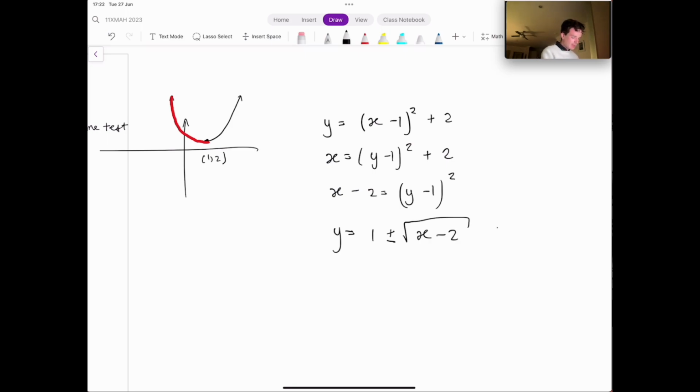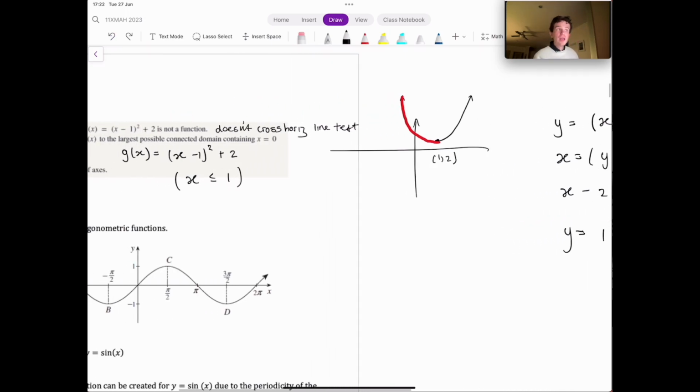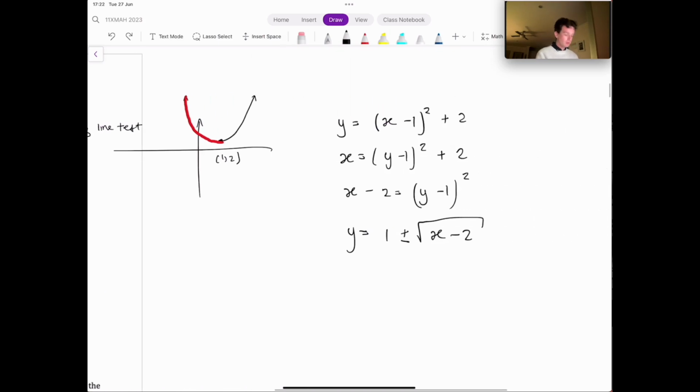And then we're going to state that y is less than or equal to 1. Sorry, I meant to say y is less than or equal to 1, because the original function restricted the domain to be less than 1. So that means if we restrict x to be less than 1, then y is going to be less than 1 on our inverse.